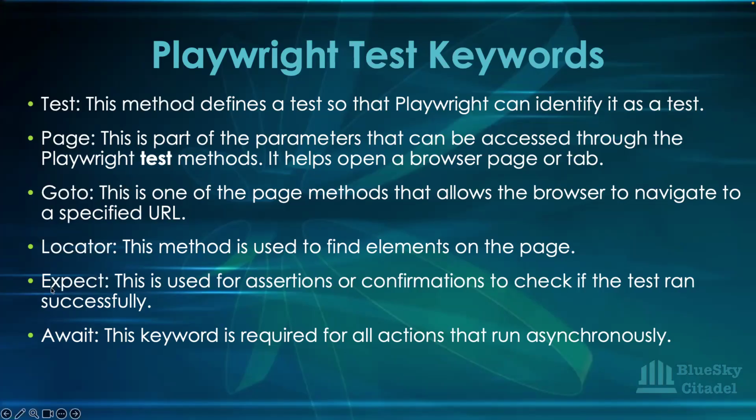Then another one is going to be expect. The expect is used for assertion or confirmation to check if a test ran successfully. So it's mainly used for assertion. In Playwright we are expecting that this is going to have a title of X. Another one we have is await. This keyword is required for all actions that run asynchronously. I think we'll discuss asynchronous behavior next week when we talk about selectors.